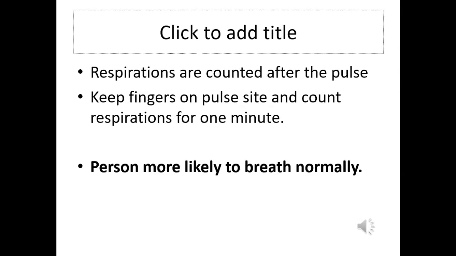Respirations are counted after the pulse. And the reason we do this is we want to kind of trick the resident into thinking that we're still counting the pulse so that they'll breathe normally. We want to keep our fingers on the pulse site and count the respirations for 1 minute. You can also count for 30 seconds and multiply by 2.